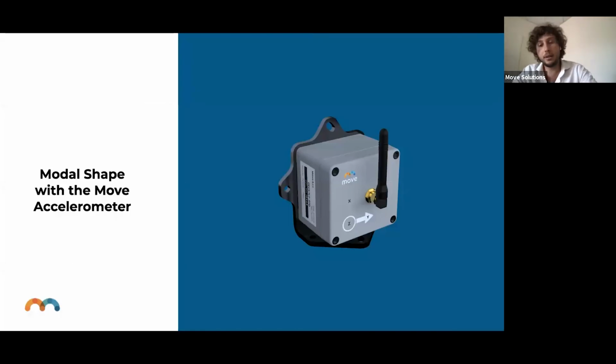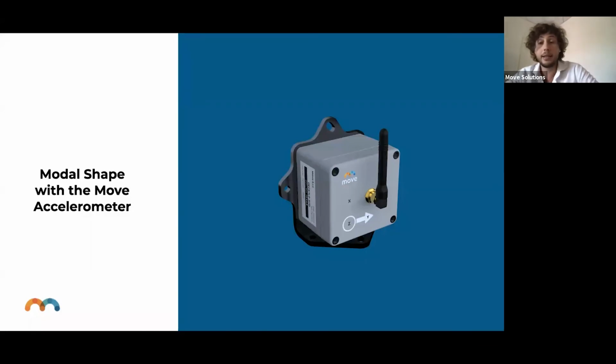Now let's change the application a little bit to dynamic monitoring. I had another nice customer of ours who needed to perform modal shape analysis on a structure that I'll show you in a bit.